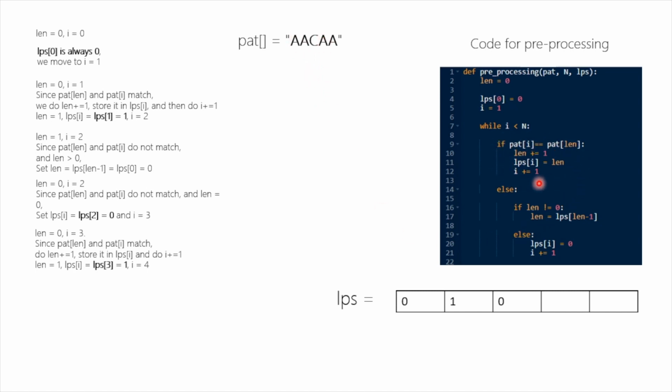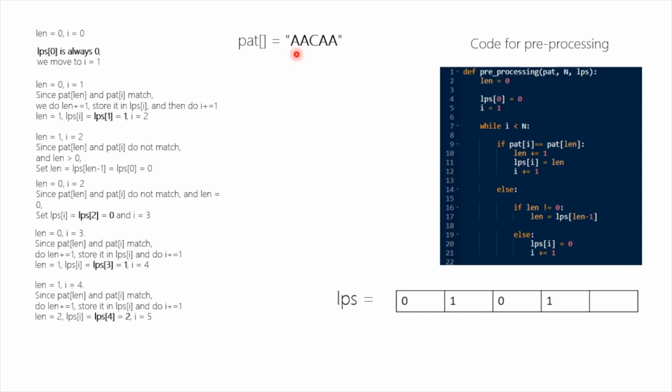So, increase the value of len and place this as the value of LPS at index I. This gives us the same result, which is LPS at index 3 as 1. Moving on to the last element, len becomes 1, I becomes 4. Pat len and pat I are again the same. So, we'll get the value of LPS at index 4 as 2.